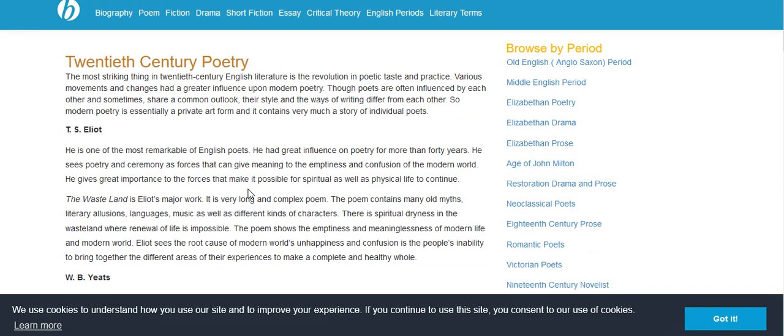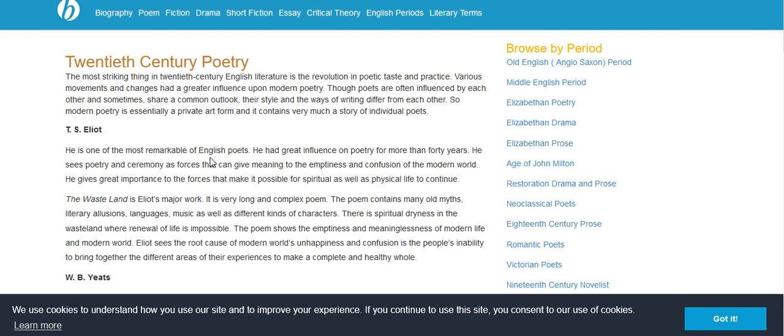The most striking thing in 20th century English literature is the revolution in poetic taste and practice. Various movements and changes had a greater influence upon modern poetry. Though poets are often influenced by each other and sometimes share a common outlook, their style and ways of writing differ from each other. So modern poetry is essentially a private art form, and it contains very much a story of individual poets.